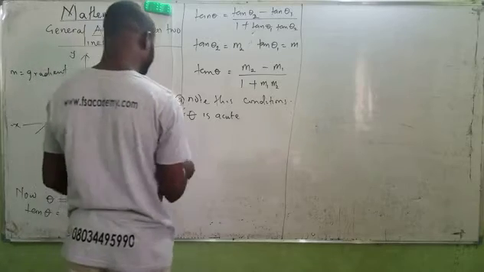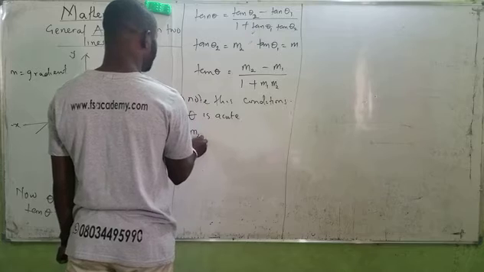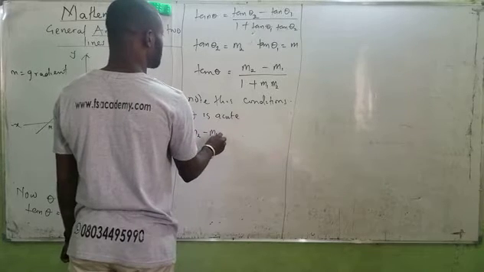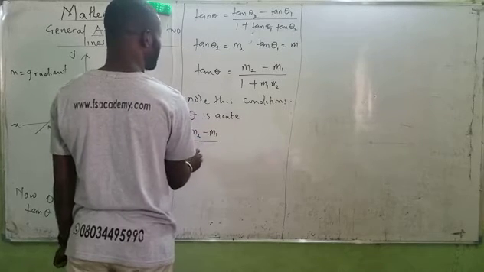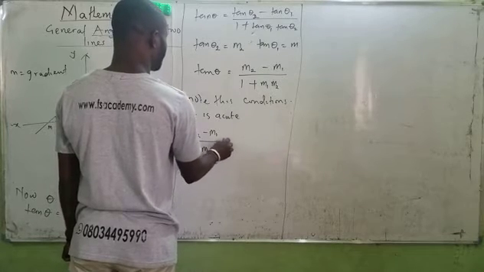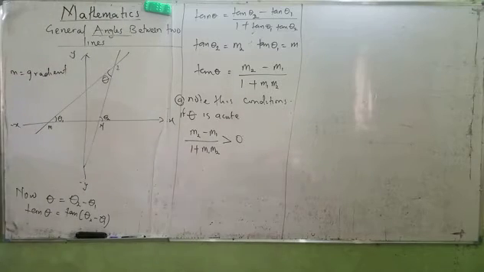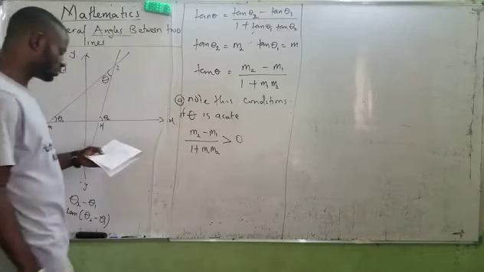If it is acute, it means my (M1 minus M2), (M2 minus M1) plus M1 M2 will be greater than what? Greater than 0. If it is acute, it will be greater than 0. Take note of that.